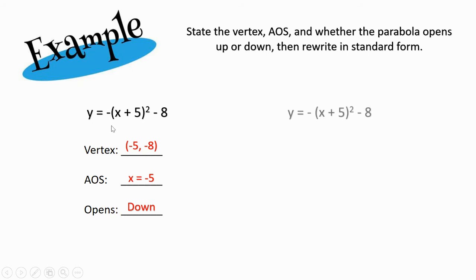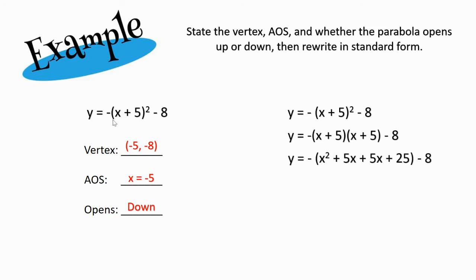Now, to go from vertex form to standard, first thing I'm going to do is expand x plus 5 and x plus 5. Then I'm going to multiply using FOIL method. X times x is x squared. X times 5 is 5x. 5 times x is 5x. 5 times 5 is 25. Combine your two middles. 5 and 5 gives you 10.